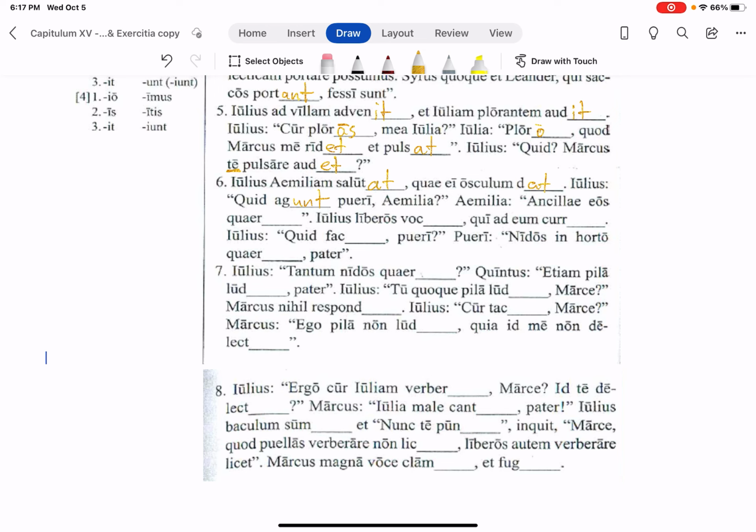Amelia, ancillae eos quaerunt. Julius liberos vocat, qui ad eum currunt.